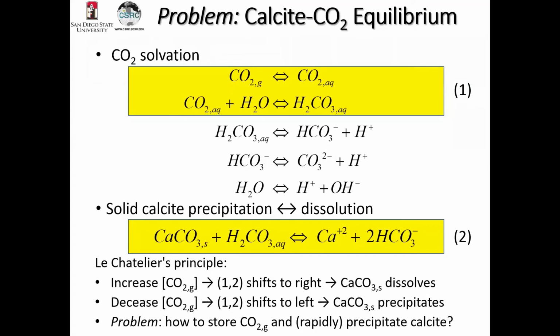Now, one of the problems caused by an advancing acidic front is the dissolution of carbonate mineral, because the whole goal of carbon sequestration is to store the CO2 in solid mineral form.